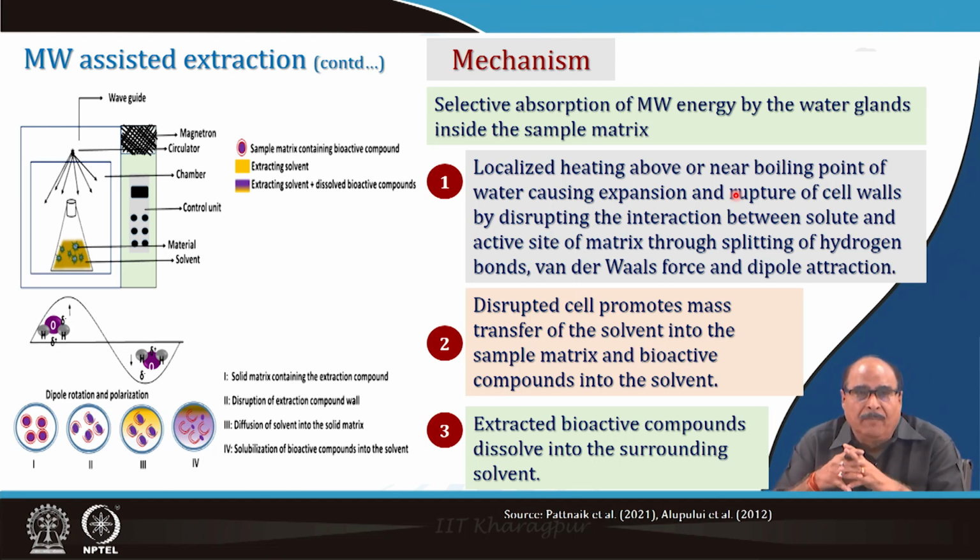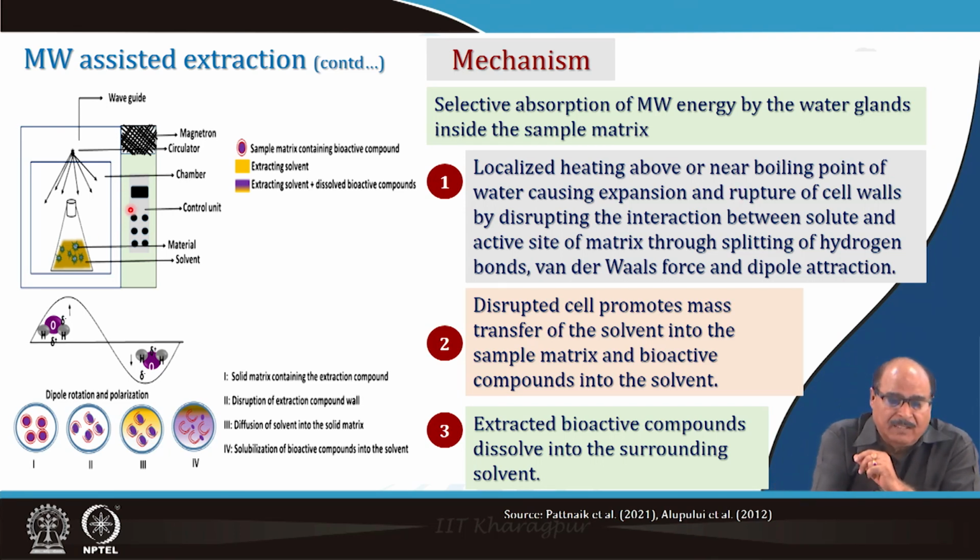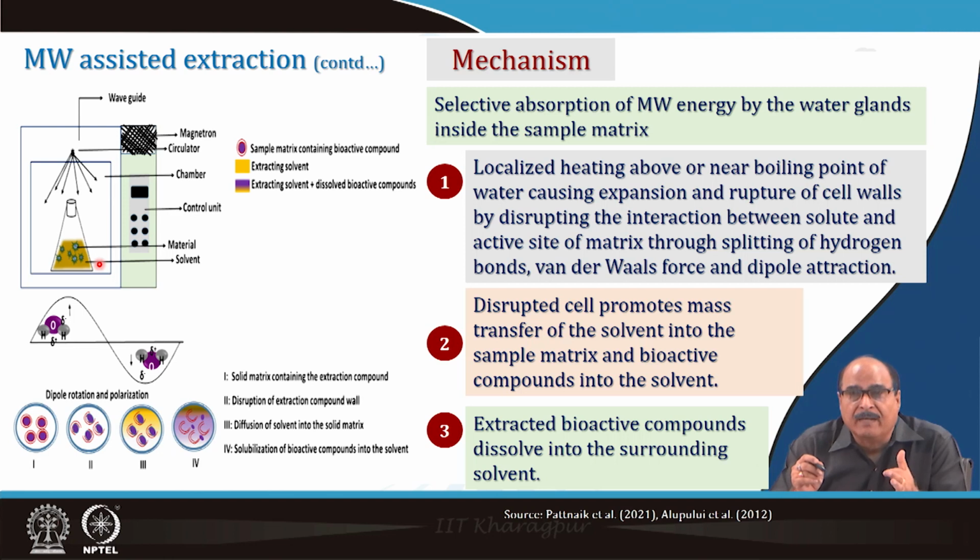So, the mechanism of microwave assisted extraction is the selective absorption of microwave energy by the water glands inside the sample matrix. You can see here, a waveguide is used. Then there is localized heating above or near the boiling point of water, causing expansion and rupture of cell walls by disrupting the interaction between solute and active sites of the matrix through splitting of hydrogen bonds, van der Waals forces and dipole attraction.